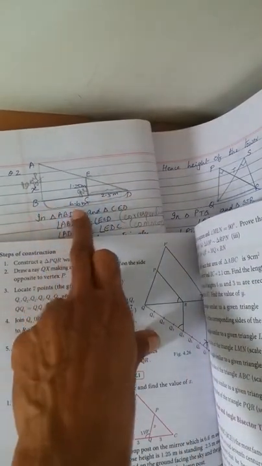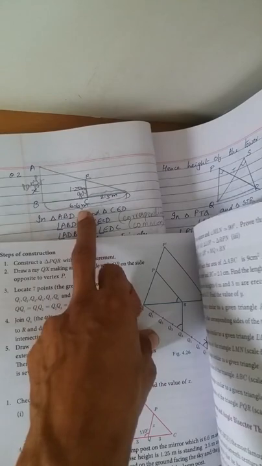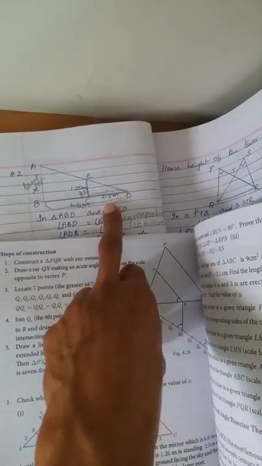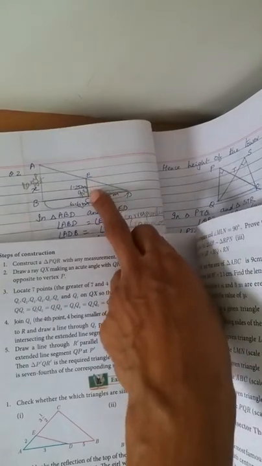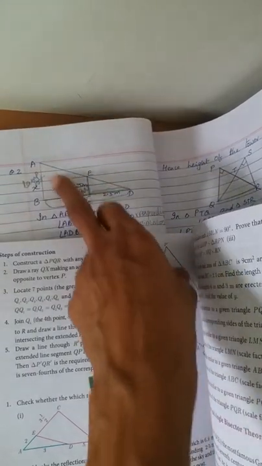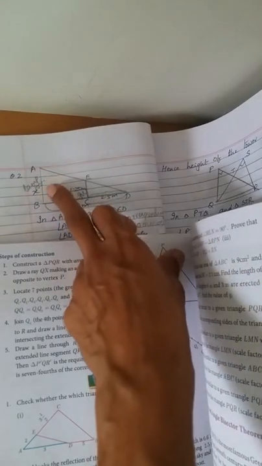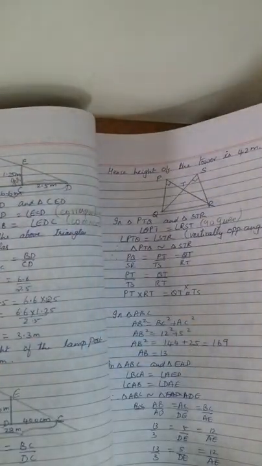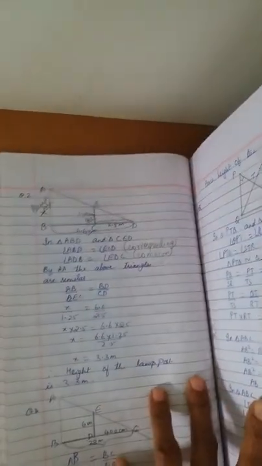So the distance between the mirror and the lamp post is how much? 6.6 meters. And the distance between the mirror and the girl is 2.5 meters. And one more thing they have given is the height of the girl as 1.25 meters. And you need to find the height of the lamp post. So we will start the sum. Read the question again and then draw the figure. See the figure, understand the sum.